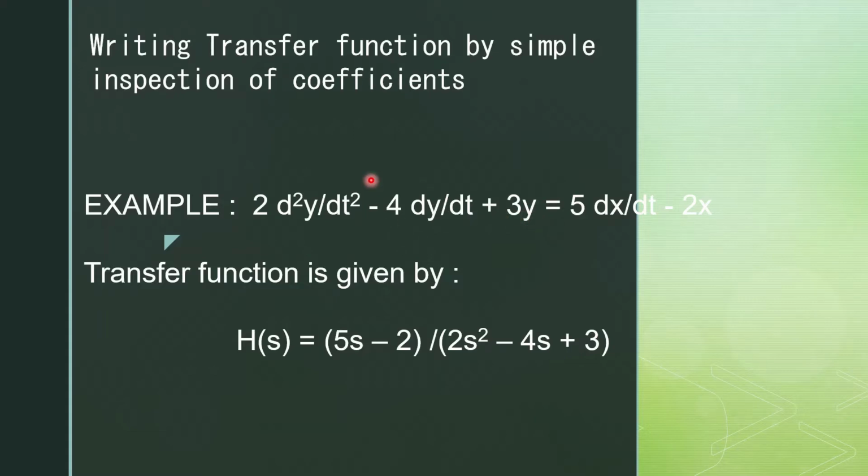The x terms of this equation, or the RHS part, come to the numerator, and the y terms, or the LHS part, come to the denominator. So by simple inspection we can write H(s) equal to 5 dx by dt becomes 5s, minus 2x becomes minus 2, divided by 2 d square y by dt square becomes 2s square, minus 4 dy by dt becomes minus 4s, and this 3y becomes 3. So this will be the transfer function for this equation.